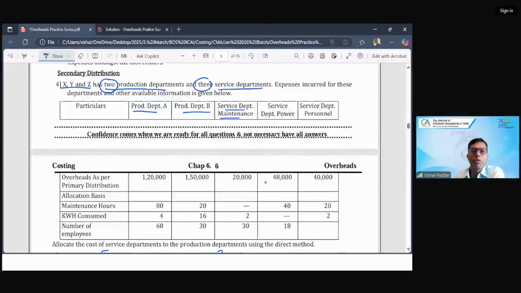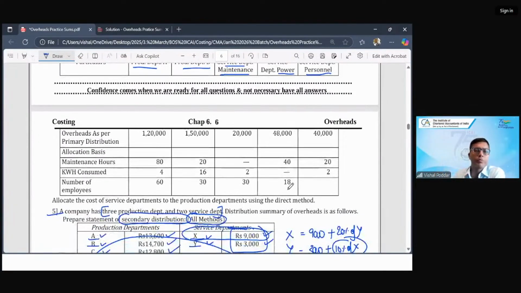Now, what is the name of the service departments? First is maintenance. Second is power. It means you are having your own power generation unit. And third is the personnel, that is the labor or the HR department. Now, as per primary distribution, these are the expenses. So primary is already done. Now, interestingly, in this question, you have to yourself select the basis for doing secondary distribution.